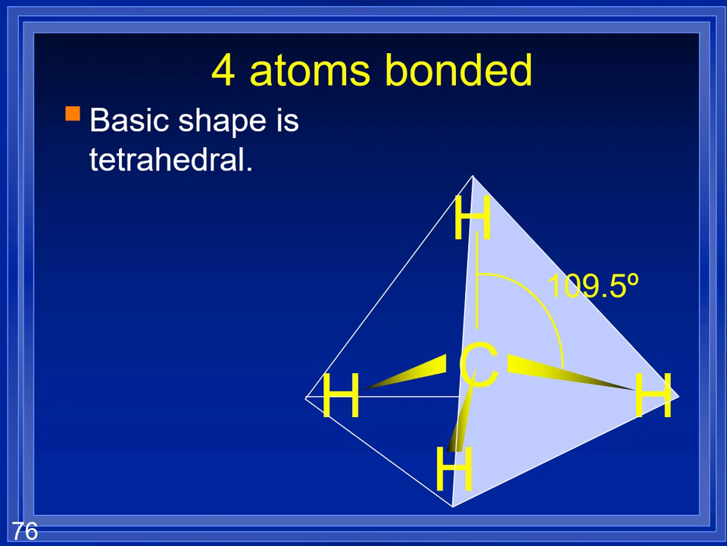This shape, where you've got 4 atoms hooked onto a central atom, it looks like a triangular pyramid. It's called tetrahedral. The prefix tetra means 4, and hedral means side. It's a four-sided pyramid, where every side's a triangle. For those who play D&D, it's a D4.